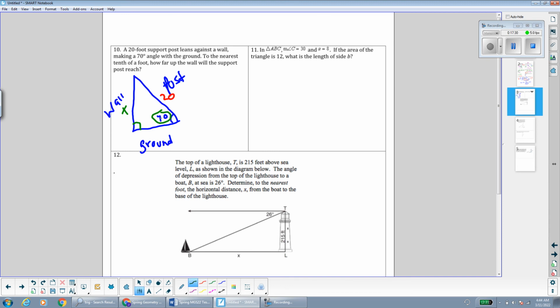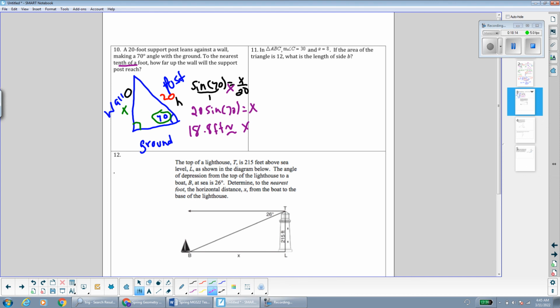We're finding opposite, and we have hypotenuse. So that tells me we're going to be using sine because sine is opposite over hypotenuse. So let me write down sine of 70 degrees is equal to x over 20. From here, we can put this over 1 so that we can cross multiply. We have 20 sine of 70 is equal to x. And if you type 20 sine 70 into your calculator and you round to the nearest tenth, like the question says, I got approximately 18.8 feet.